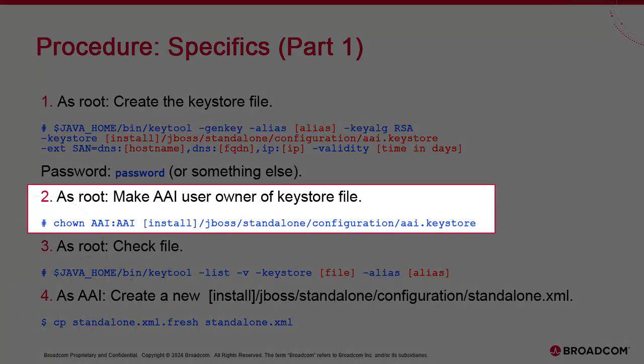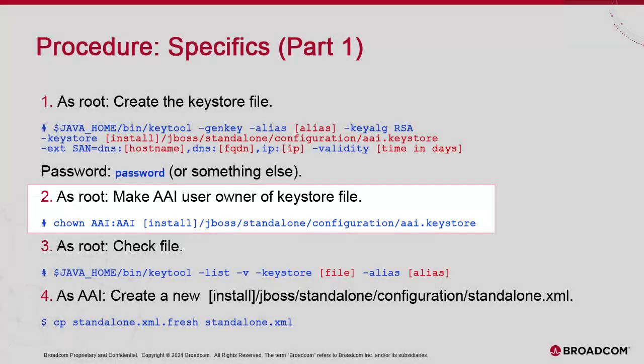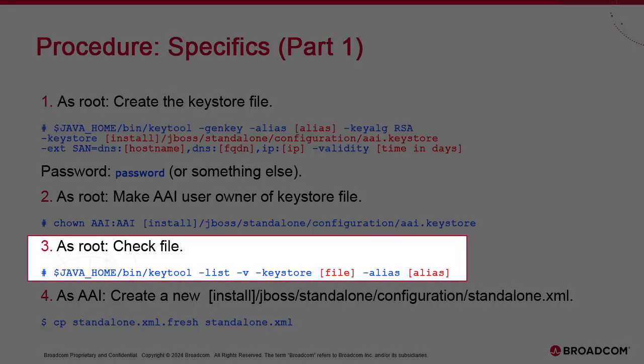The key store file will be created in the configuration directory, but will be owned by root, and so we'll set the owner of the file to whoever owns the AAI file system, in our case, user uppercase AAI. Then we check the contents of the key store with keytool and the -list -v options. We specify the file and the alias, and we're prompted for the password associated with the key store.